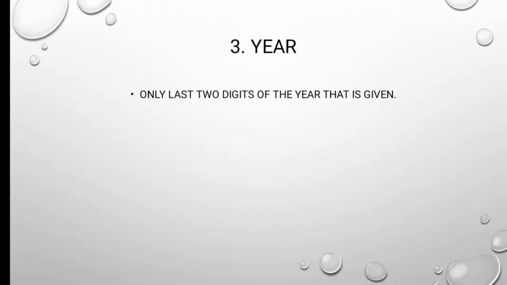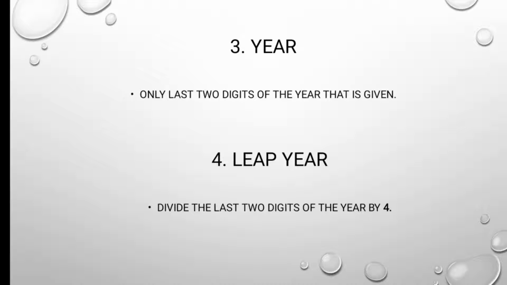Now next thing we have is year. Year, like I mentioned, will be the last two digits only of that particular year. Let's say for this year 2020, the year will be 20. The next is leap year. How to calculate the number of leap years? You have to divide the last two digits by 4, and whatever the quotient is, that will be the leap year count. You are not supposed to consider the remainder, only the quotient.